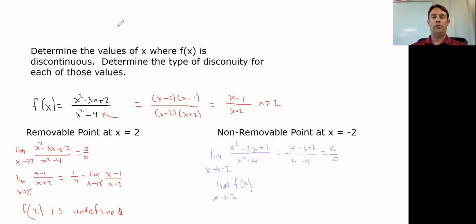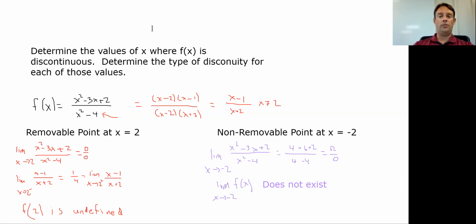So when we're dealing with removable points and non-removable points, it all has to deal with our characteristics. If the limit exists, but a function value is undefined, then it's removable. If the limit doesn't exist, or if the limit and the function value aren't equal to each other, then it's non-removable. And this leads us to our very last idea. And it's a huge idea.